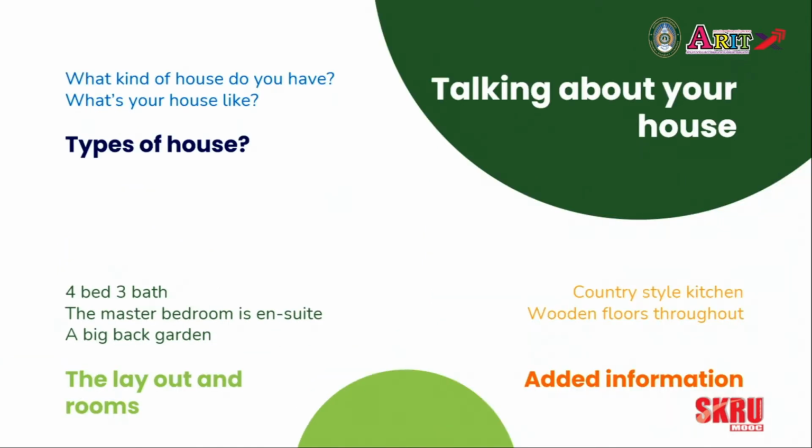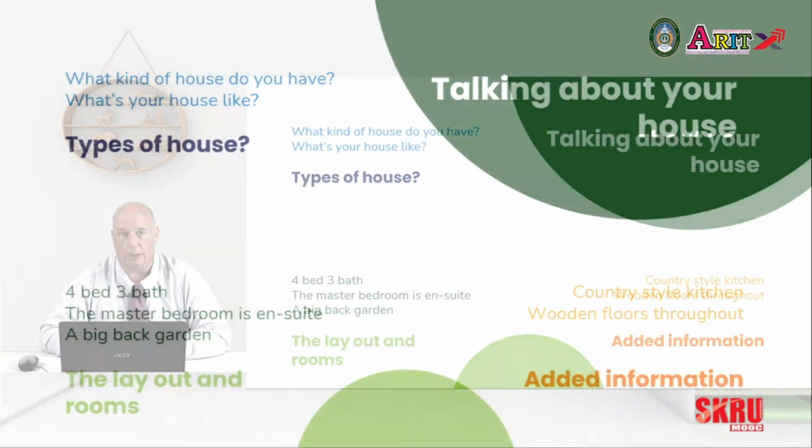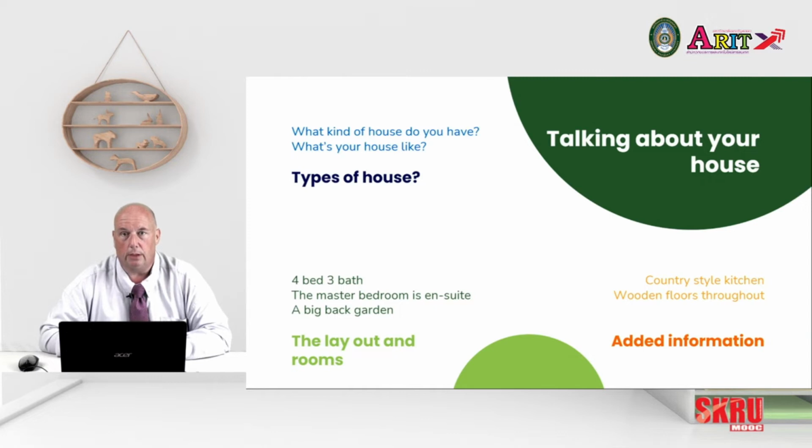We'll start with a monologue talking about the home and then a couple of example conversations. You see types of phrases talking about the type of house. What kind of house do you have? What's your house like? Talking about the layout and the rooms in a house.